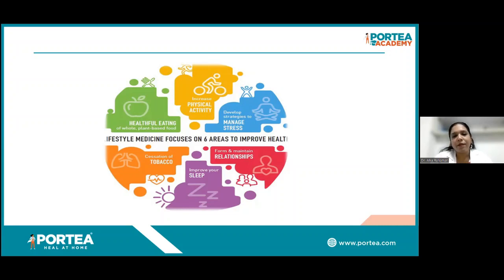Physical activity, very much important. For the elderly, it has to be based on what kind of physical activity they can take. Managing stress, yoga is a very important part of that, and many people are doing it. It really helps to manage stress.